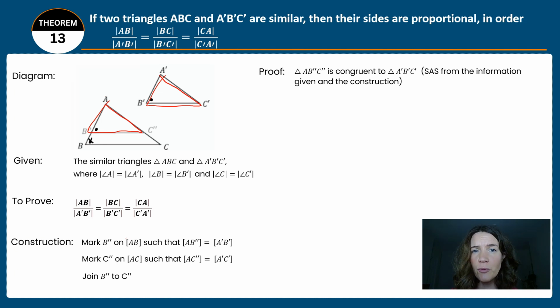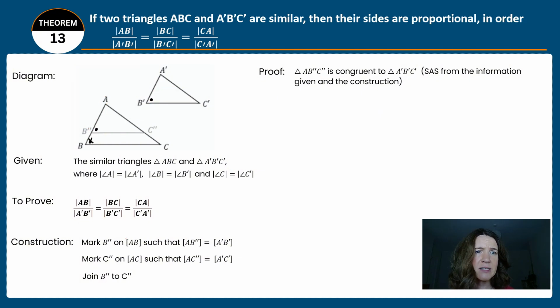Now I'll go through that with you briefly, but explaining congruency is not really the purpose of this video, so you might need to go back to your textbook if you need a bit more help on that. But they are identical because of SAS. So let's see what information was in the given and the construction steps that tell us that.